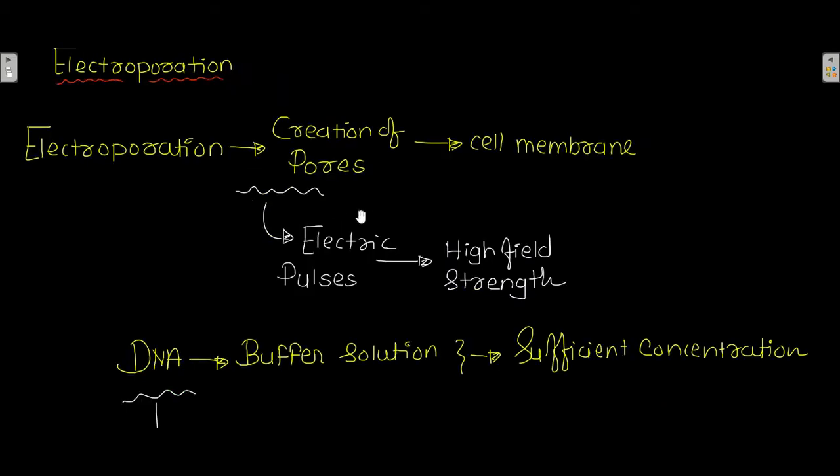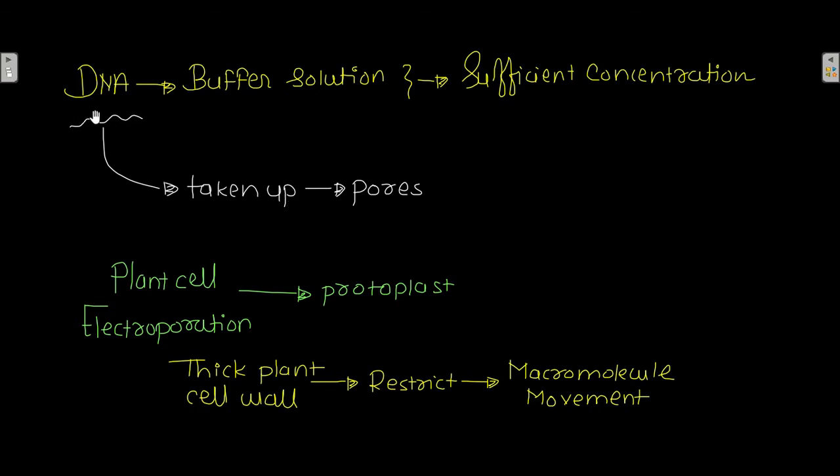Now the second physical method which we have is electroporation. This electroporation method involves the creation of pores in the cell membrane by using electric pulses of high field strength. That results in the formation of pores in the cell membrane. If DNA in the buffer solution is present at a sufficient concentration, then that DNA will be taken up through the pores by the cell.